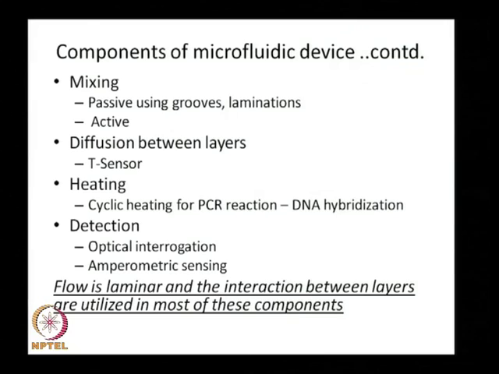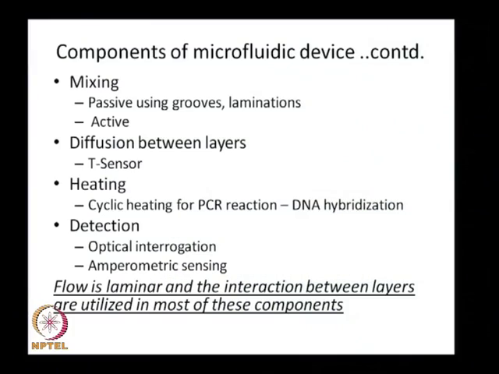There has to be some mixing elements inside the chip. This mixing is done in a conventional chemical process, and if you have a sample and a reagent, then sample and reagent have to mix. Then there could be heating. Heating is also another important issue. At some point the stream may be heated. So, that is also one issue.